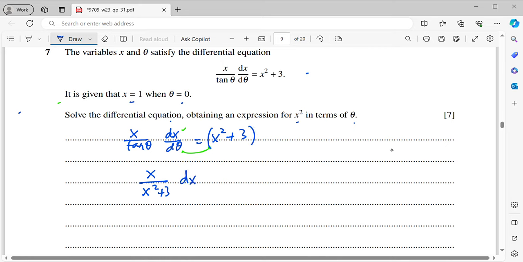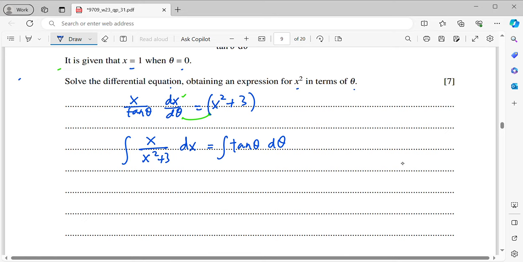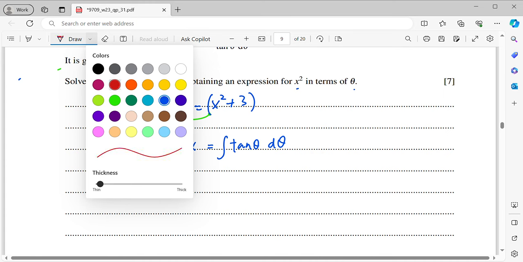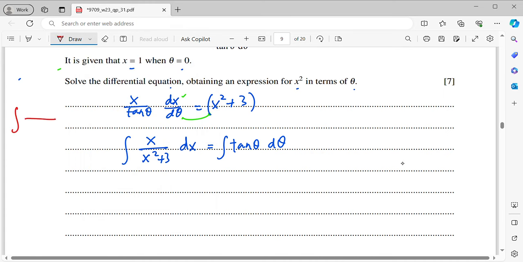Then here dx, and then the tangent theta d theta will be moved to the other side. It will be this expression, and don't forget to integrate both sides at the same time. Okay, so now for the left hand side, for this integration, we need to apply ln. So ln, you'll be getting integrate over f(x), then here dx, the numerator is f prime x, you will be getting ln f(x) plus c.